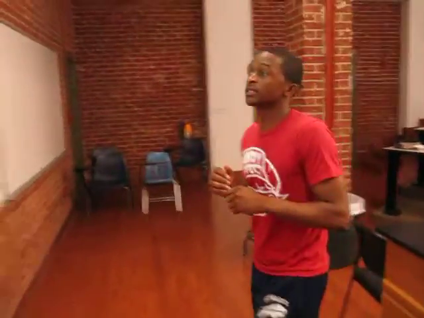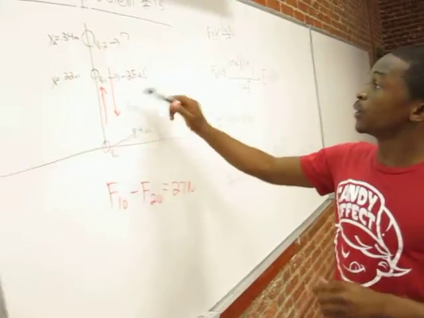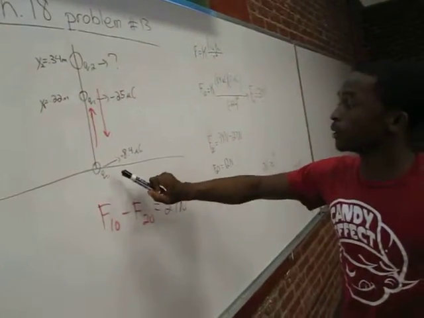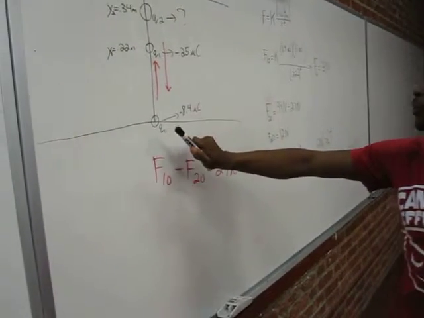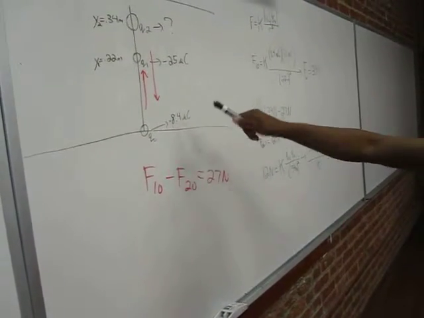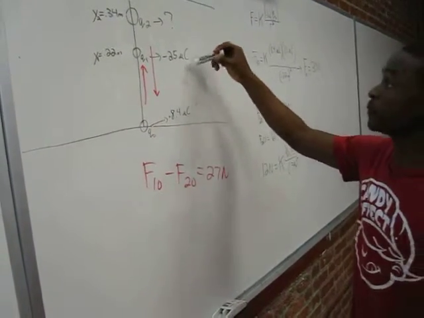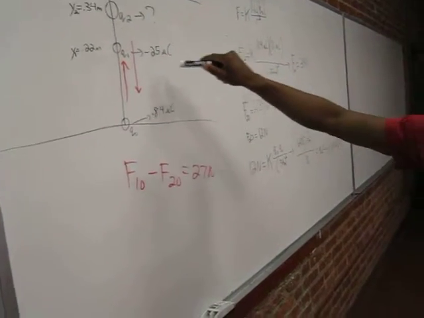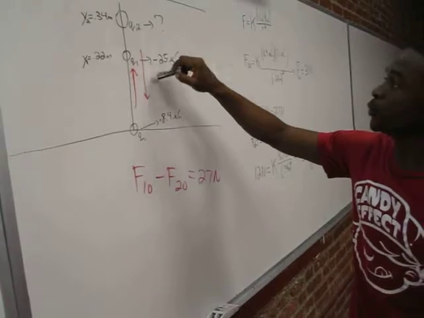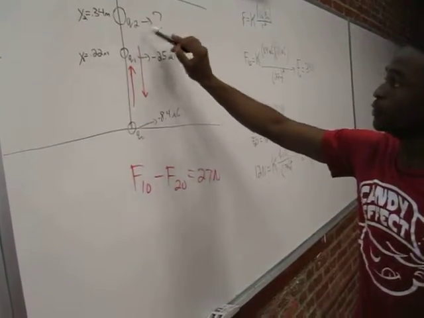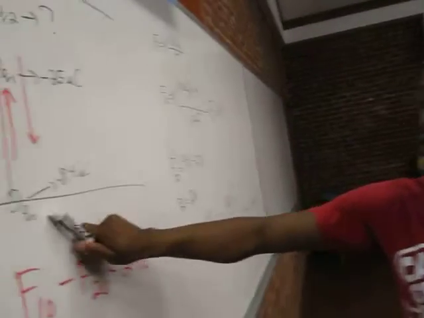Alright, so basically we have Q1 and Q2 both exerting a force on the point charge Q. Essentially, we're trying to determine the magnitude of Q2 based upon the amount of force that each charge, Q1 and Q2, exerts on Q naught.